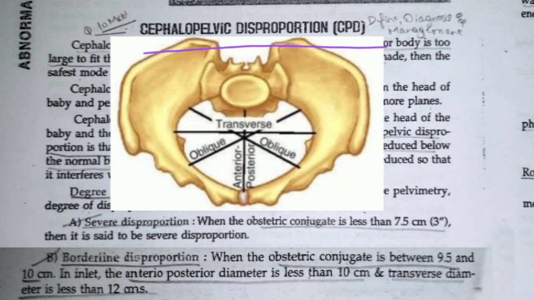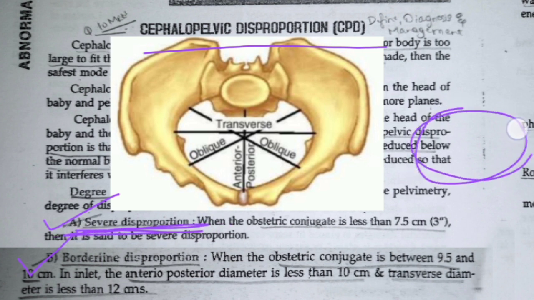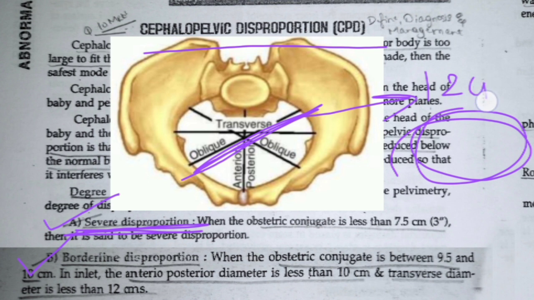Cephalopelvic disproportion has two types. One is severe disproportion, another is borderline disproportion. In severe disproportion, the pelvis is very small. The obstetric conjugate should generally be 12 centimeters, as in a healthy pelvis, but here it is less than 7.5 centimeters.